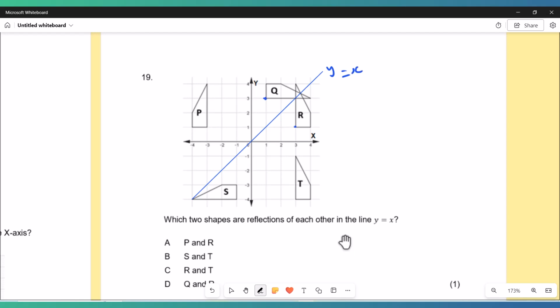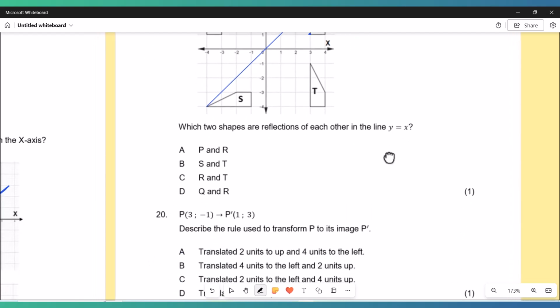If I put my mirror here and this is my object, I'm going to get the image like this. But look at P. If I put my P here, the image will be somewhere here as well, but not facing like this, it would be facing where the other one is facing. So it can't be P and T. And S does not have a partner, so the best answer here is QR, which is D.